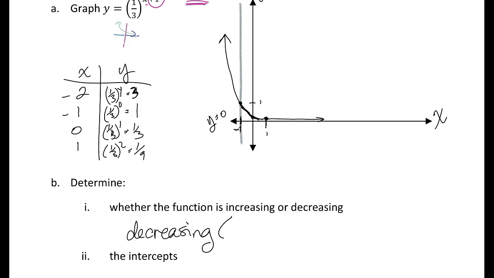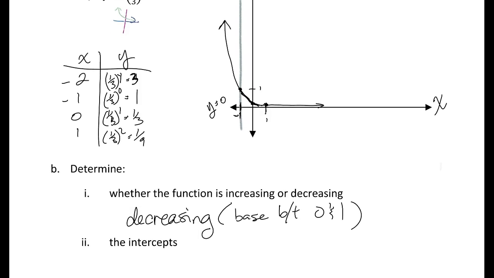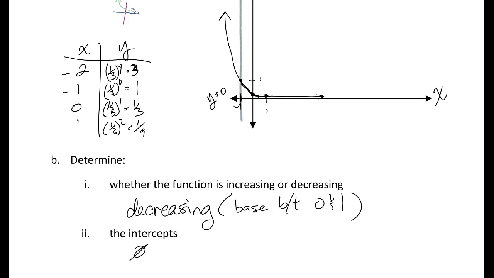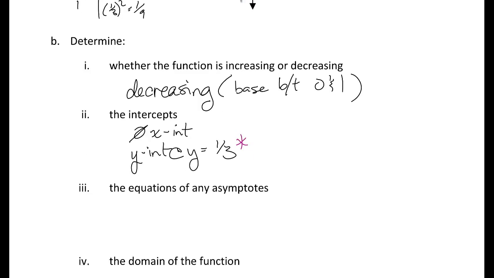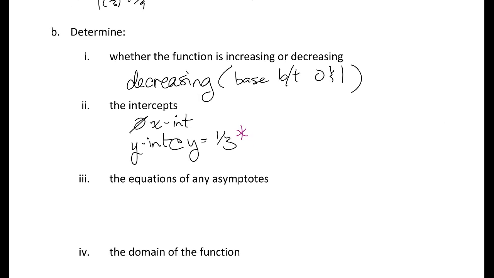And that's determined by our base between 0 and 1. The intercepts, again, there's no x-intercept, but the y-intercept is at 1/3. So again, this is a change because of the shift. My asymptote has not changed because I didn't move it vertically at all.